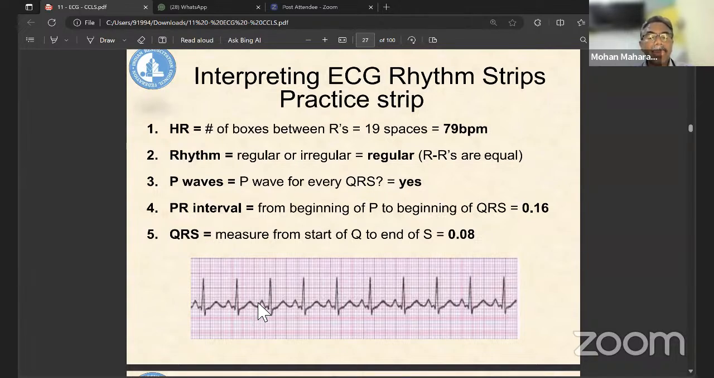Then the PR interval: from the beginning of the P wave to the QRS, whether it is 0.16 or not, and it should not cross 0.2, as we told you. And the QRS measurement, as we told you, is 0.06 to 0.12. Each small box is 0.04 and the big box is 0.2, so this is 0.08, almost two small boxes. This is how you normally interpret an ECG when you read it.